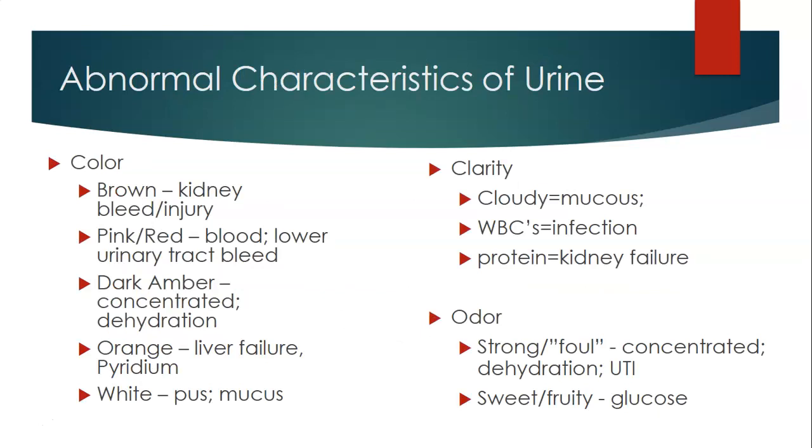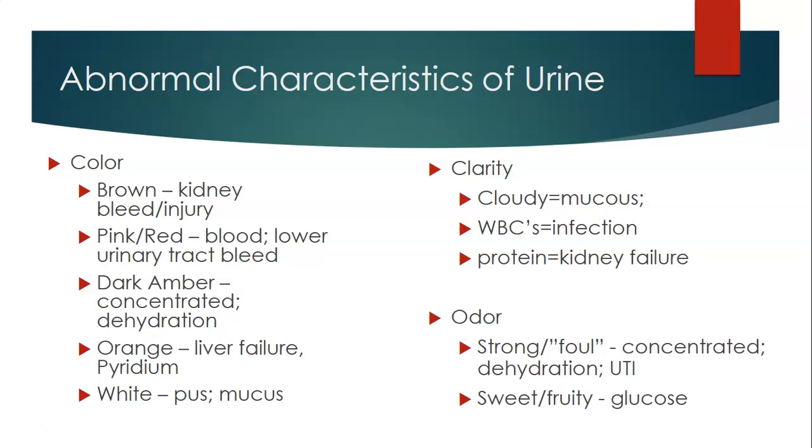So some abnormal characteristics of urine. Again, we just talked about how normal-looking urine should be a pale straw yellow. If it is brown, it might indicate that there is a kidney bleed or some sort of injury to the kidney. Indicates that there is some blood sitting in there and being kind of, I don't want to say digested, but maybe broken down by the urine. Pink or red urine might indicate, again, blood. Usually if it's going to be pink or red, it is probably something that's happening within the bladder, so it indicates a lower urinary tract bleed.